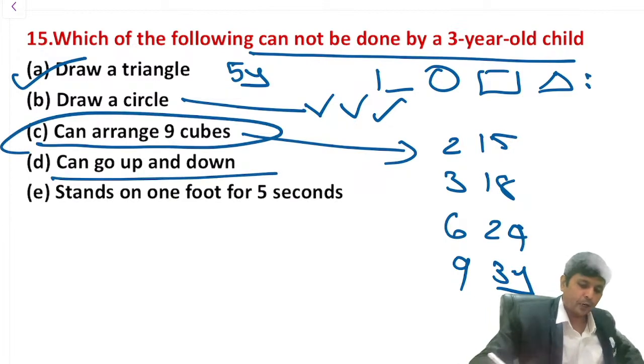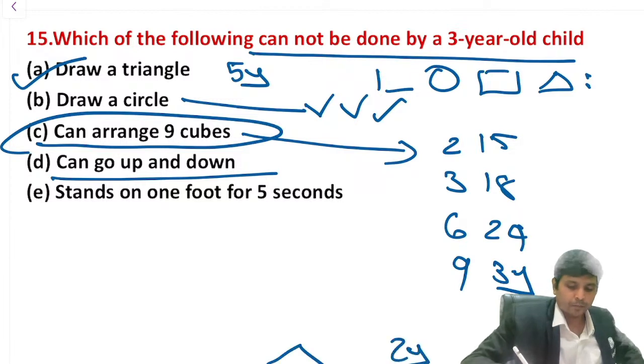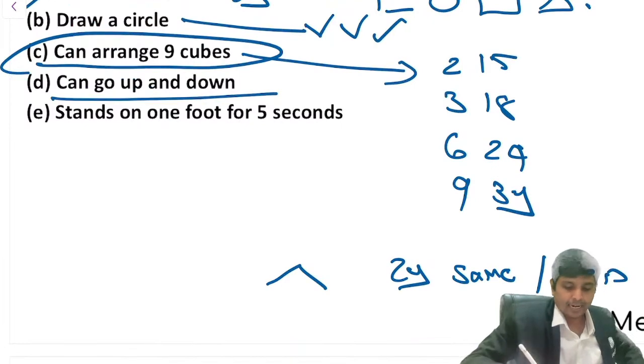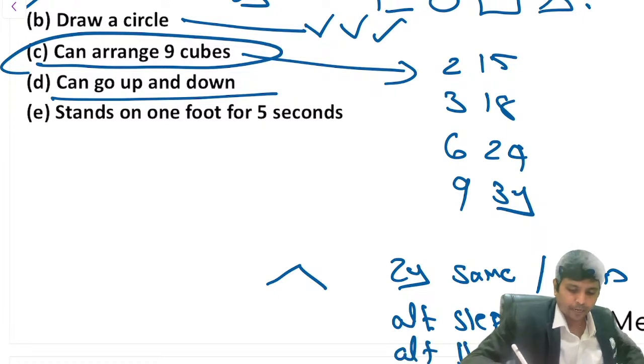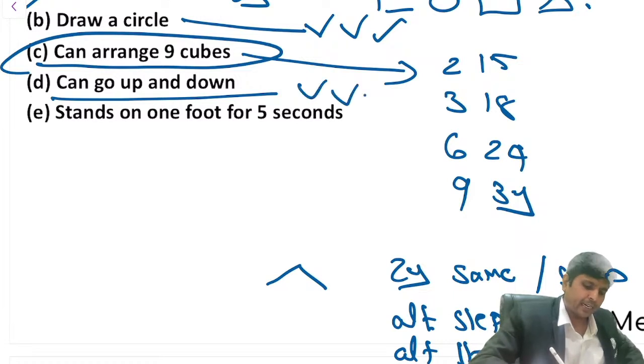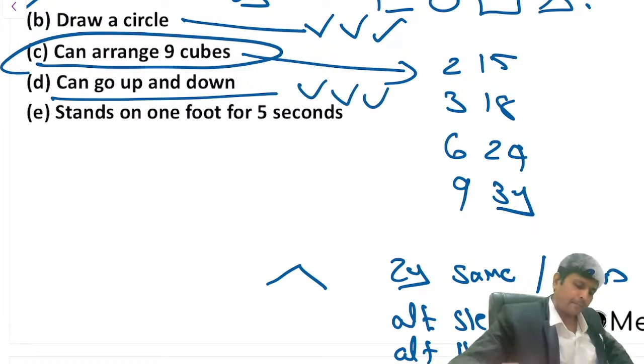Can go up and down. So can go up and down by about 2 years, but it is both feet per step. The child can do alternate step up by about 3 years, alternate step down by about 4 years. Goes up and down, I can agree. 2 feet per step, yes, it can do.